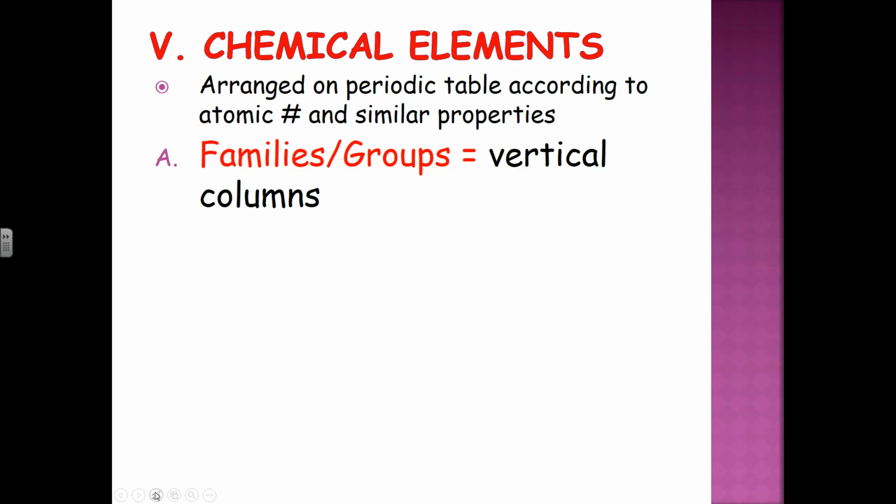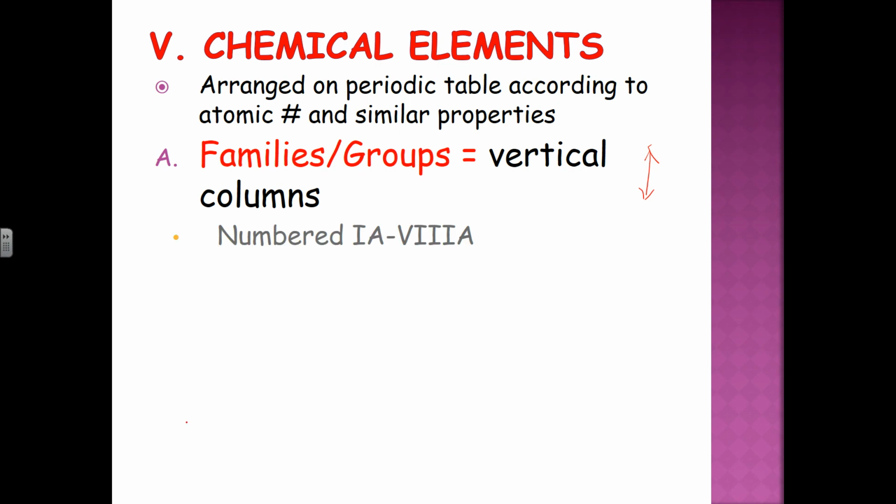Now, there are two ways that we can describe the organization of the elements on the periodic table. We could refer to the families or the groups. Families and groups are interchangeable names, but the families or the groups are the vertical columns on the periodic table. So they're the ones that go up and down, the tall columns. We call those families or groups.